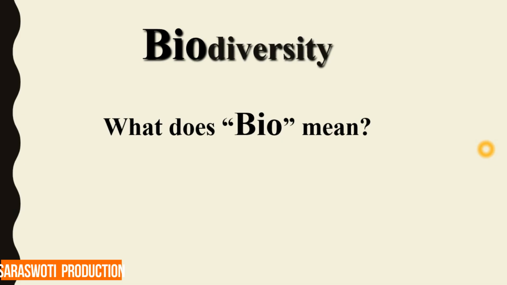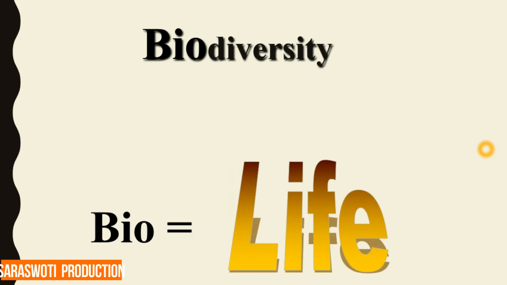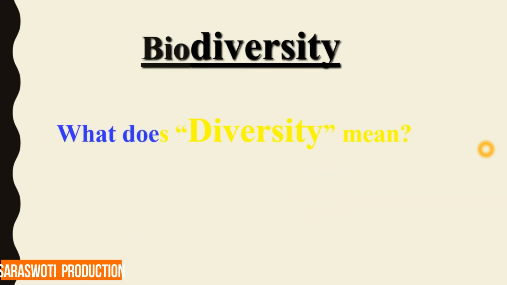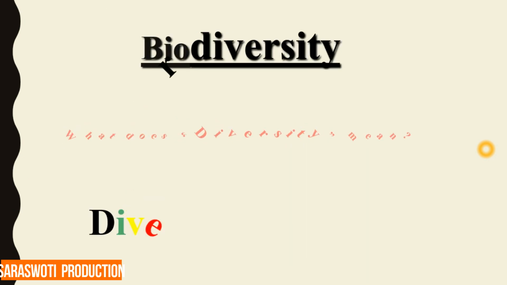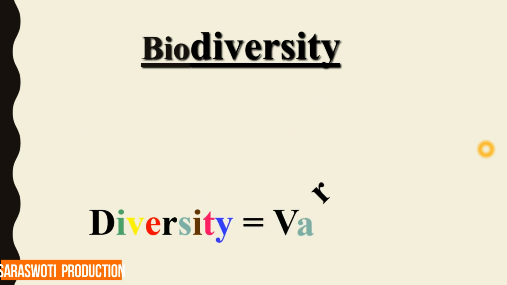First comes the word bio. So what does the word bio mean? In simple logic, bio means life. Yes, like how biology means the study of living things, bio means life. And the word diversity, of course, you know it, it means variety. Yes, you heard me right. The word diversity means variety. So to come together, biodiversity means variety of life on planet Earth.